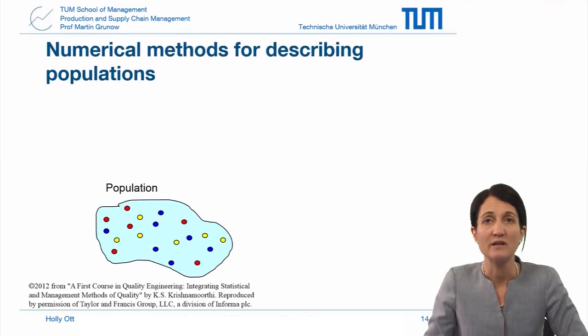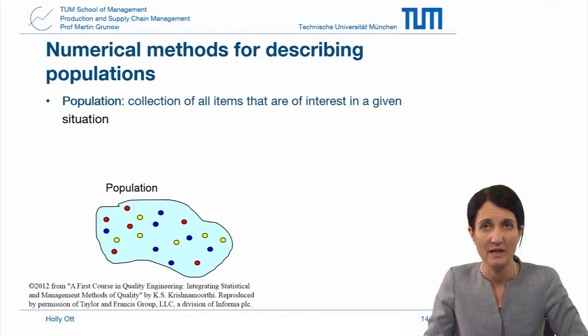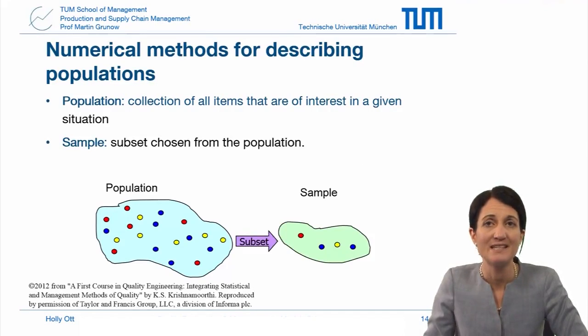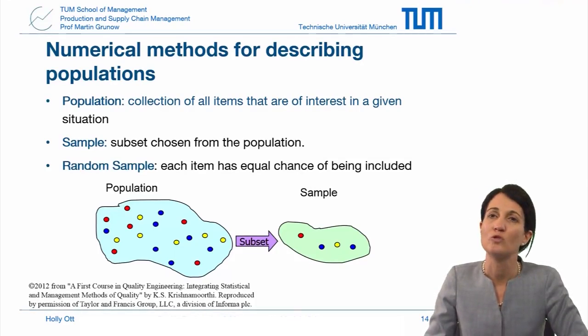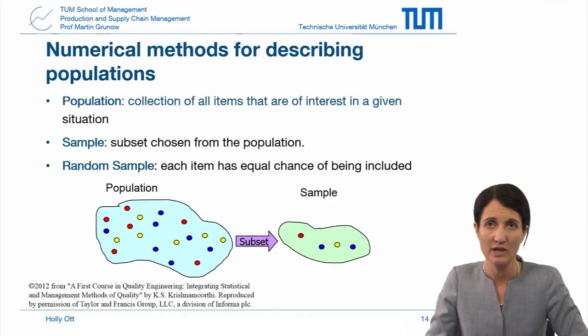Now, we will be talking about some different numerical methods used for describing populations. And here I have a few terms which we should be familiar with. We have the term population. This refers to the collection of all items that are of interest in a given situation. The term sample refers to a subset chosen from this population. And whenever we use the term sample, what we really mean is a random sample. This is a sample taken in such a manner that each item in the population has an equal chance of being included in the sample.